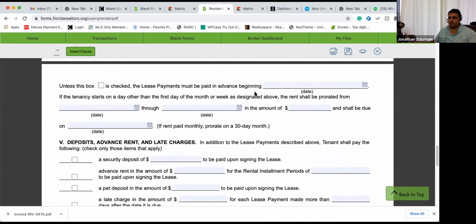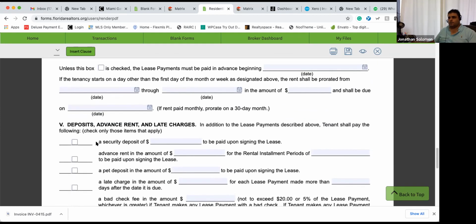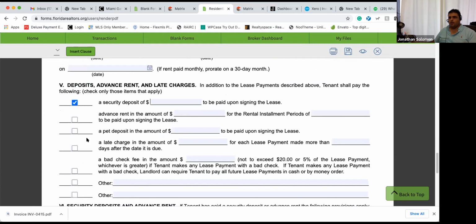If the lease is not going to start exactly on the first of the month and there's going to be a proration, this section is for that. Security deposit. How much security deposit is the landlord going to hold? Okay, right here. Advance rent. Is there going to be an advance rent? Maybe last month or maybe last 2 months, whatever advance rent there's going to be. We can put the amount here and what it is going to be applied for?